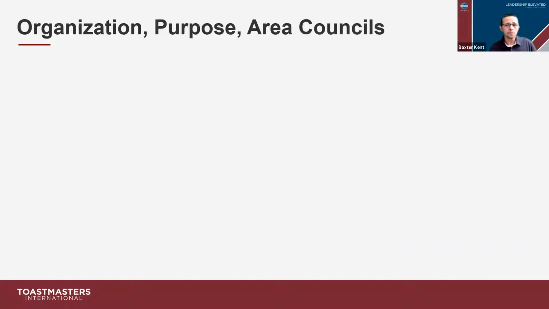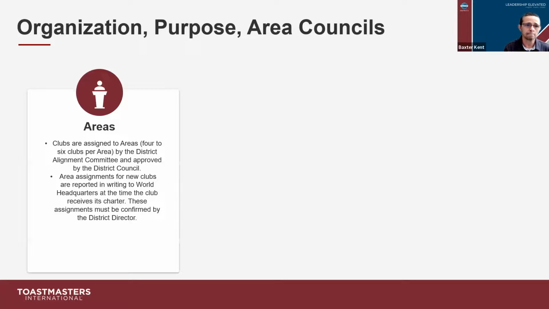There are a number of reasons for it, but the organization and purpose is what we're going to talk about today. So areas are composed of anywhere from 4 to 6 clubs, and it's created based on the district alignment committee at the end of every year. Now, what the district alignment committee does is they take a look at where all our clubs are, because they might not be in the best area possible for where they're physically located. And I say physically because, as you all know, we've been meeting virtually for the last 2 years.